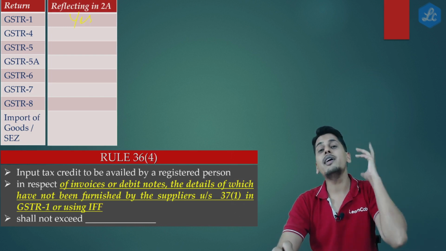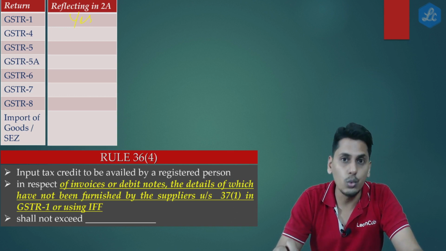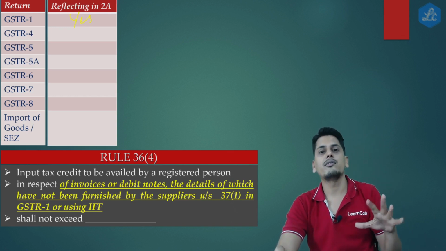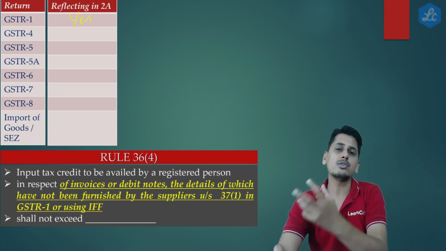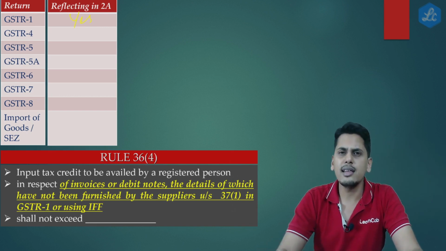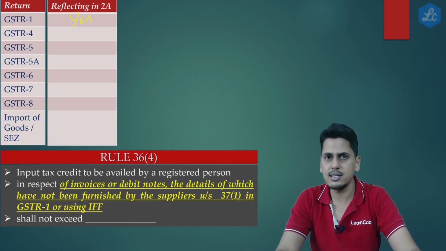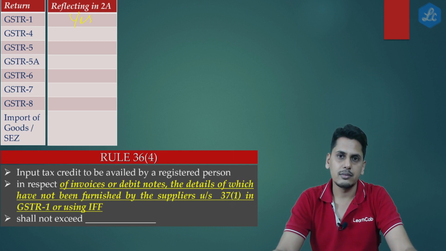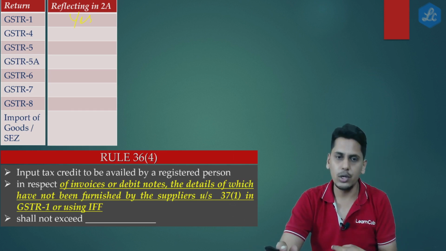When GSTR 4 is being filed, will it also be reflected in GSTR 2A? We are just visualizing that at one end, when some return is being filed, will it also get auto-populated at the other end in the recipient's GSTR 2A? Let's suppose I am the recipient. You have filed your GSTR 1. Will it reflect in my 2A? Yes.